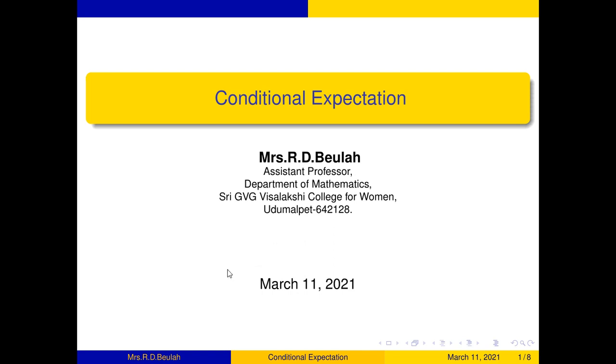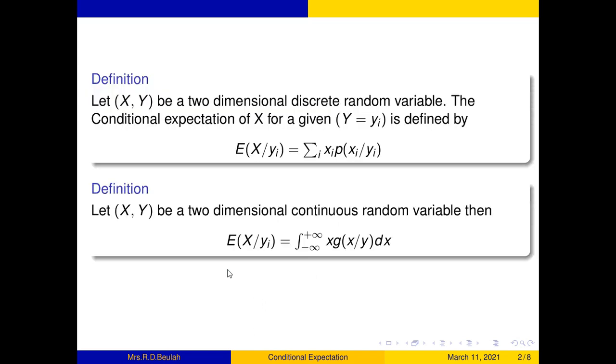In this lecture, we are going to see conditional expectation of a random variable. As we are familiar with the notion of expectation of a variable with the help of its probability function, we shall now define conditional expectation of a random variable whose conditional probability function is known. The definition of conditional expectation is as follows.